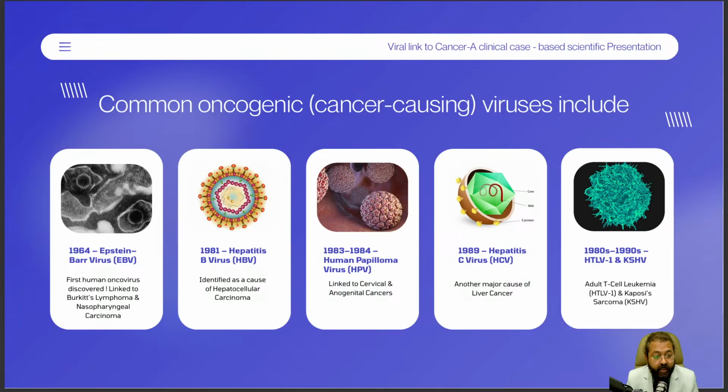Now HBV and HCV create chronic liver injury, while HTLV directly transforms the T cells, and HHV-8 drives the vascular tumor, like Kaposi sarcoma. But the key point is that a virus alone doesn't cause cancer. This is very important. The virus is not the only cause, it is one of the causes.